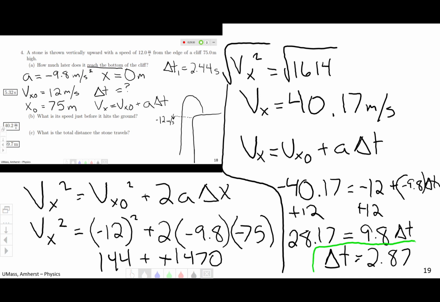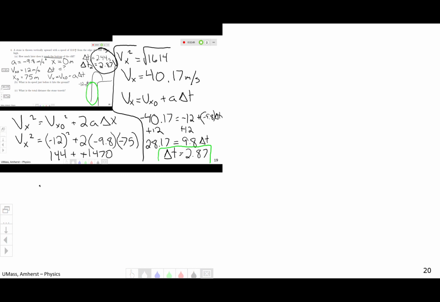That's awesome. What does that tell us? That tells us the time that it takes from here to here. So our delta t2 equals 2.87. So if we add those two together, we end up with a whopping total time of 5.32. Well, comes out to 3149, so we're going to round up. Seconds total.